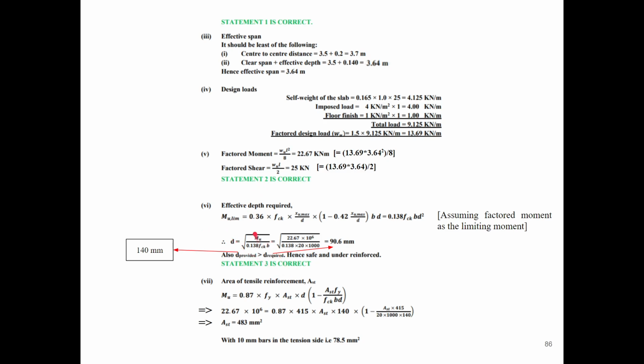So that's why Mu limit is 0.36 into fck into Xu max by d into 1 minus 0.42 Xu max by d into bd, right? So for the limiting condition it is 0.138 fck bd square. So D required will be how much? 90.6 mm, and we have provided 140 mm, right? So it is safe, and because it is more, it will be under reinforced.